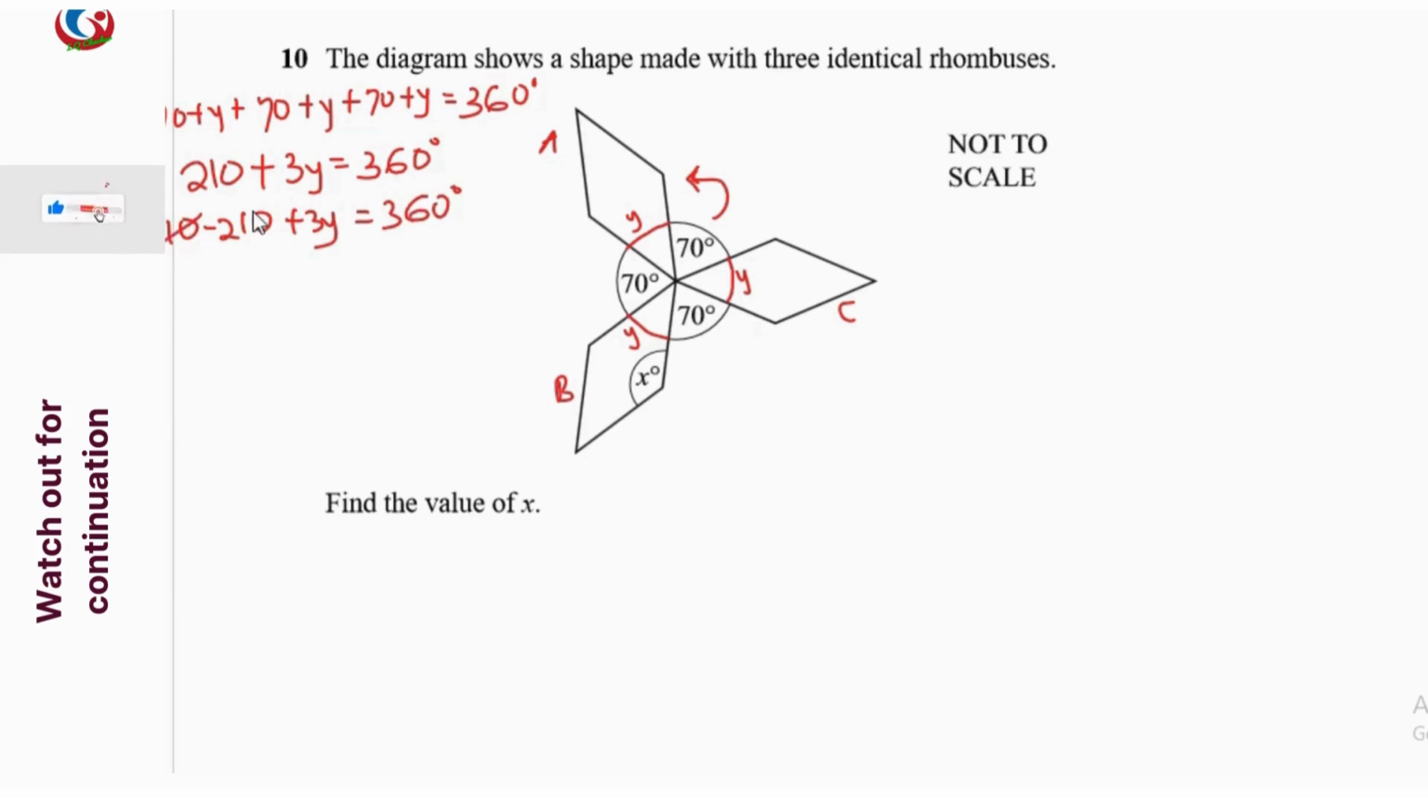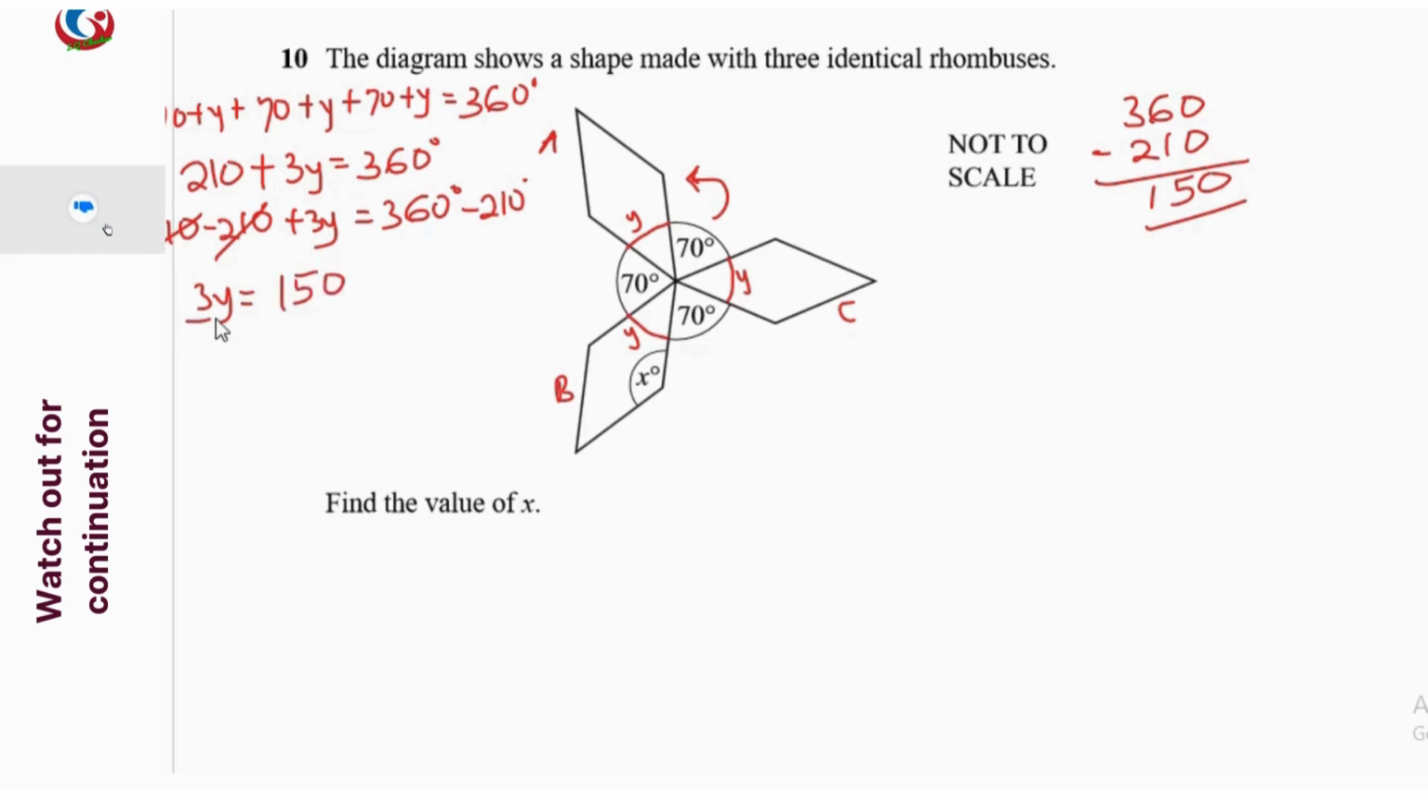So subtracting 210 from both sides, 210 minus 210 plus 3y is equal to 360 degrees minus 210 degrees. So this one we cancel out. We now have 3y is equal to 360 minus 210. Remember, you are not to use calculator. You're going to solve it out. So 0 minus 0, 0, 6 minus 1, 5, 3 minus 2, 1. So we have 150 here. 3y is equal to 150.